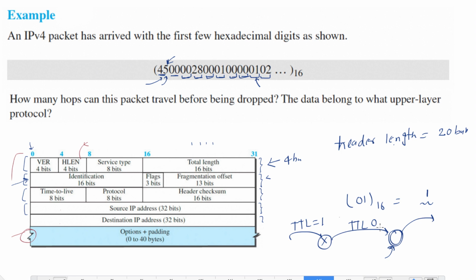Now they are asking about the protocol field also. Protocol field is basically 02 because this is after TTL, and 02 in hexadecimal is 2 in decimal. So 2 is for, I think, the IGMP protocol. You do not need to remember this, but I'm just telling you. IGMP is one of the protocols that we will be studying. They are asking which upper layer protocol the data belongs to, so this is for the IGMP protocol only, right? So that's how we can solve this question. Now we will be studying fragmentation in the next video.